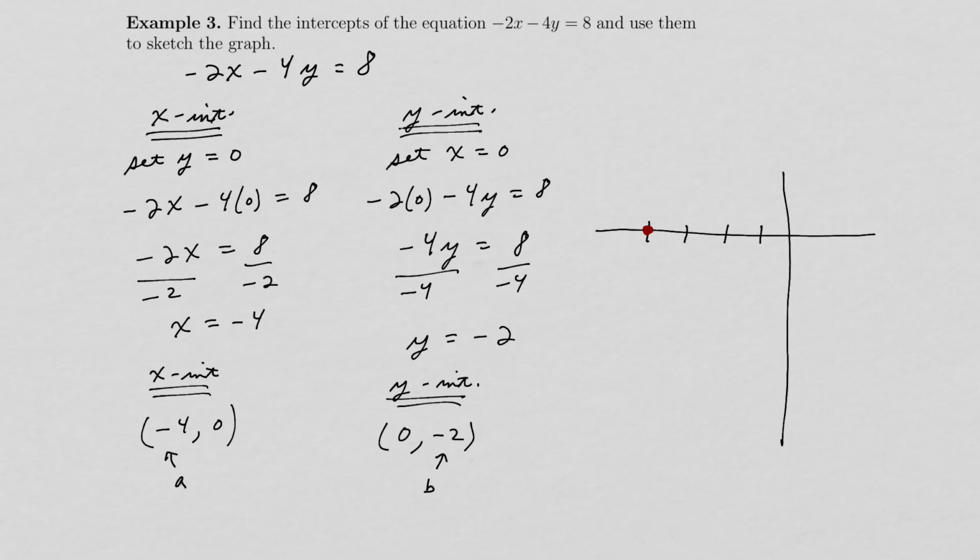And then 0, negative 2, I need to move down. Right, so I need to move down 2. And then 0 on the x and then down 2. So like right here. So the graph of that line is going to be a line that goes through those 2 points like this. And again, it goes on forever, right? It's a line. Okay, so that's really all you have to do to find the x and y intercept, right? Let's do one more example.